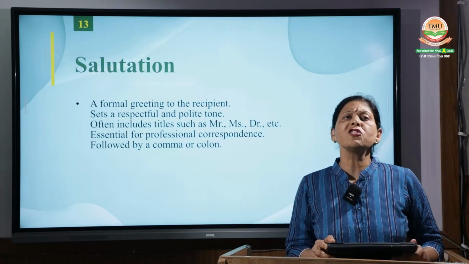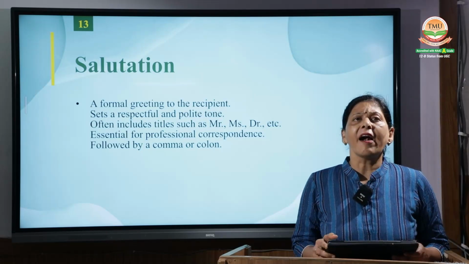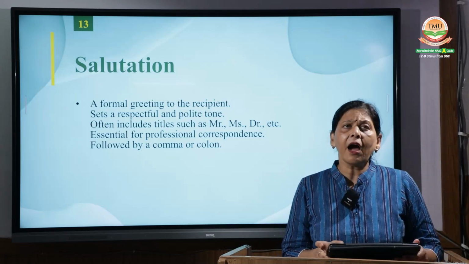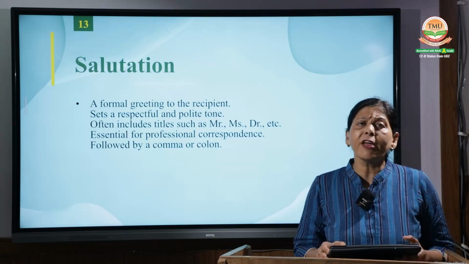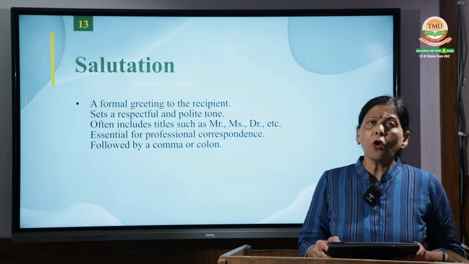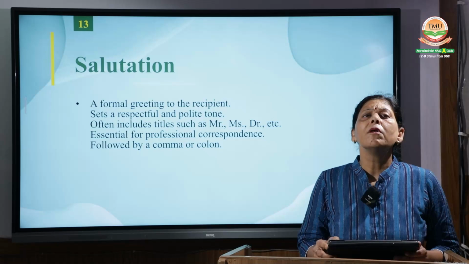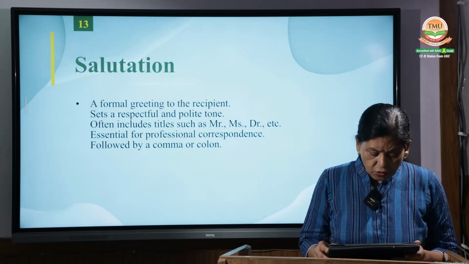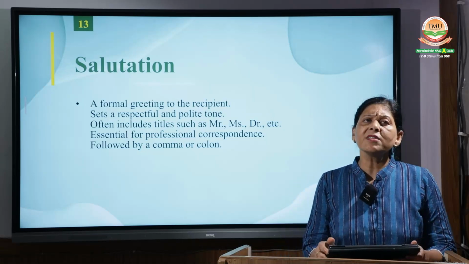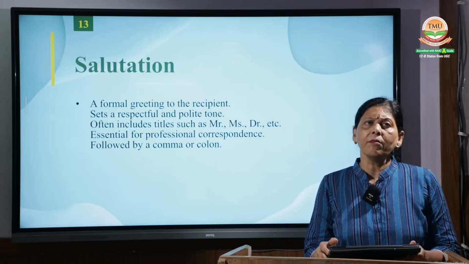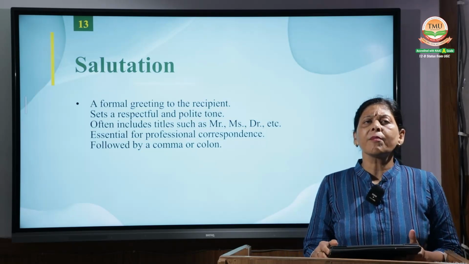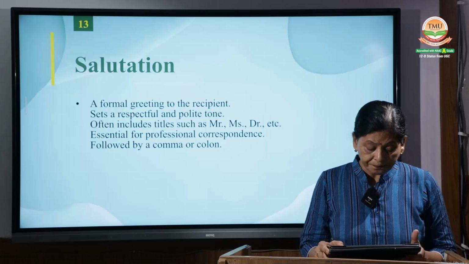Then the next point is the salutation. Salutation is how we address a person, how we greet a person. It is not like, hi, how are you. Greetings like my loving or dearest are not used in a business or formal letter. The formal greeting is sir or madam if you don't know the person, or dear sir or dear madam if you know the person. That's it. My loving, my dear, my dearest are not required.